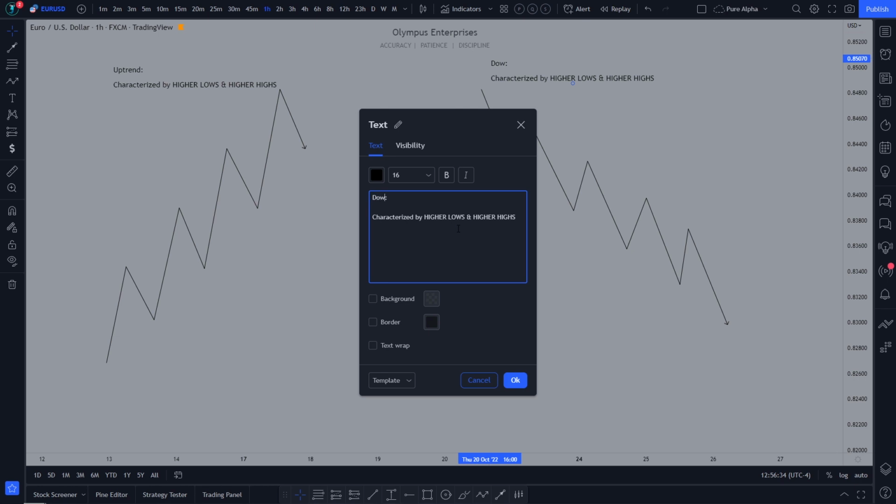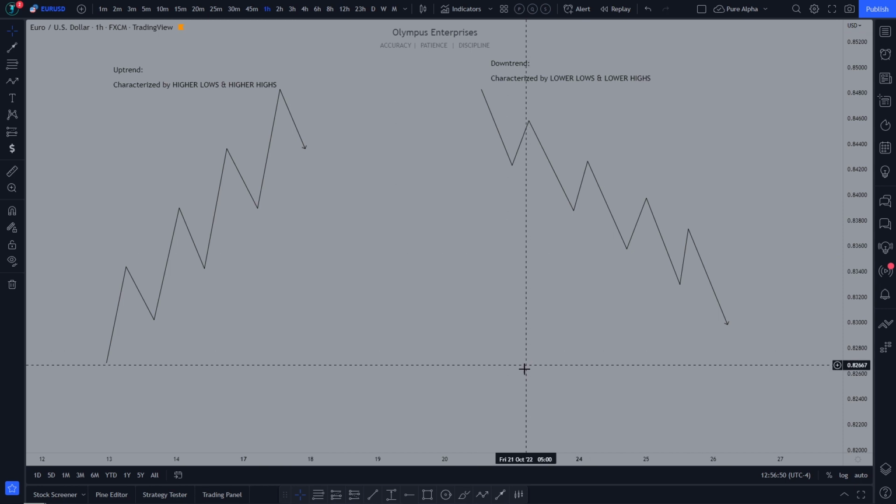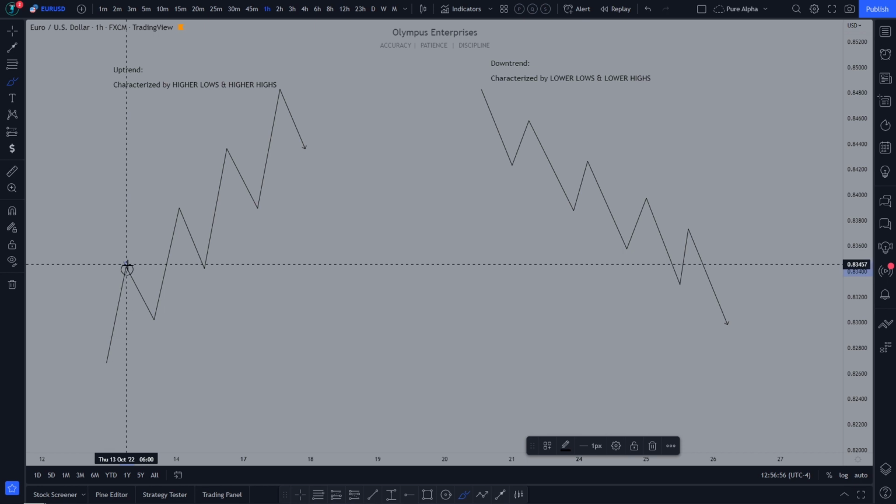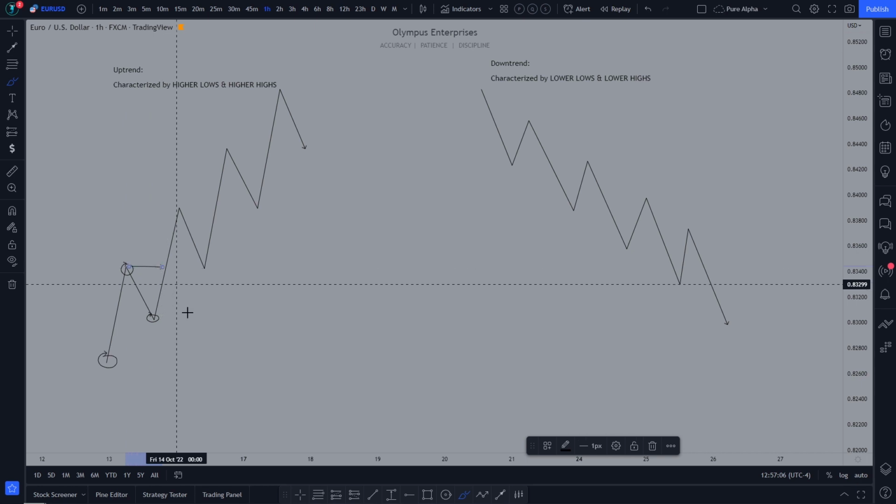And then we have a downtrend, which is characterized by lower lows and lower highs. Okay, so looking at this market, we realize that it's in an uptrend. Notice how this is a higher high and this is a higher low. But what makes this a higher low is that price is, one, higher than the previous low, but two, that price already broke above the higher high.